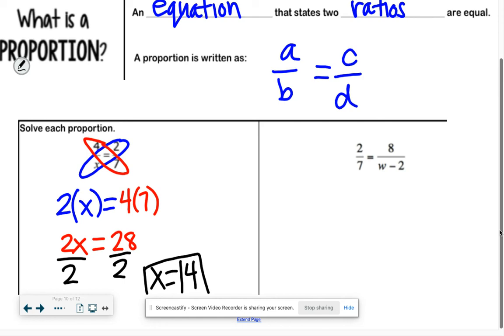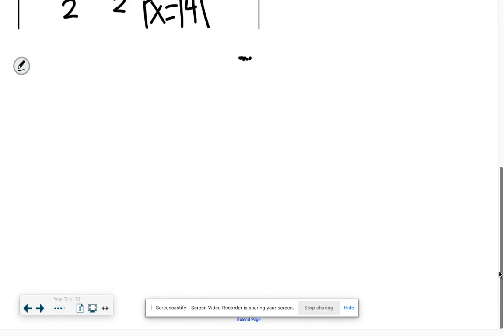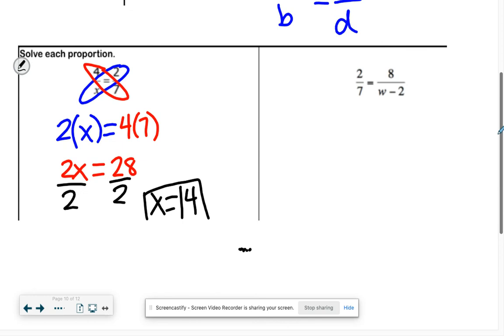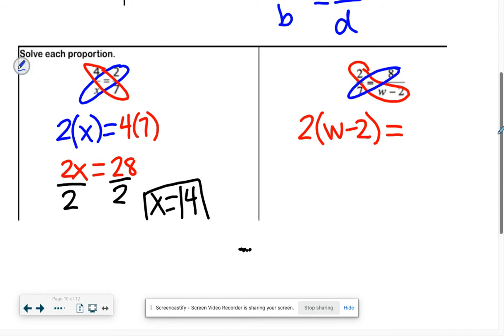And then we end with a little fancy one. On this one, we're going to take 2 times this whole thing, so we have to put that whole thing in parentheses. So 2 times (w minus 2), and then we'll take 7 times (2 times 8), parentheses close.